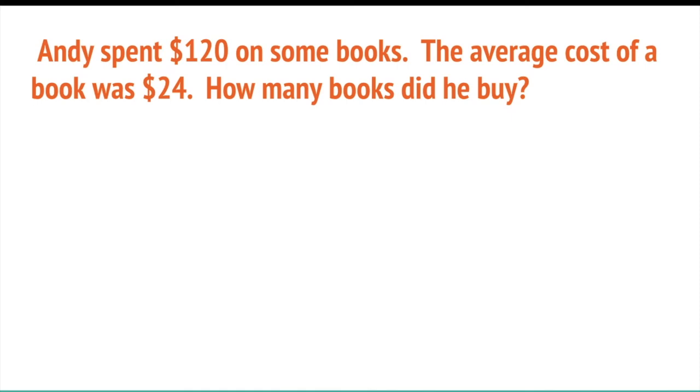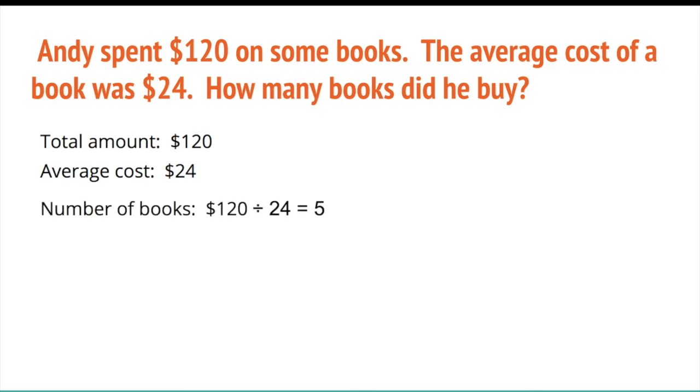Let's have one more example. Andy spent $120 on some books. The average cost of a book was $24. How many books did he buy? So first, let's get the total amount, which is $120. And find out the average cost based on the given information in the problem. So we got $24. So to get the number of books, we just have to divide $120 by 24. And this will give us 5. So Andy bought 5 books in all. Did you get the same answer as mine?